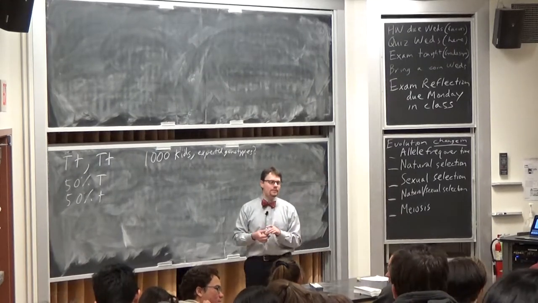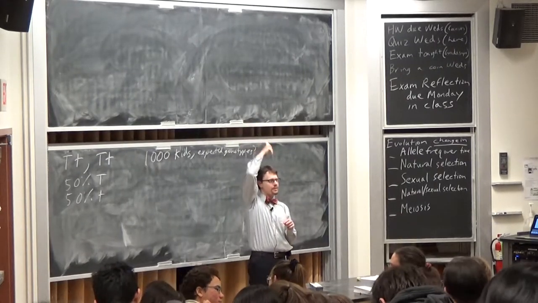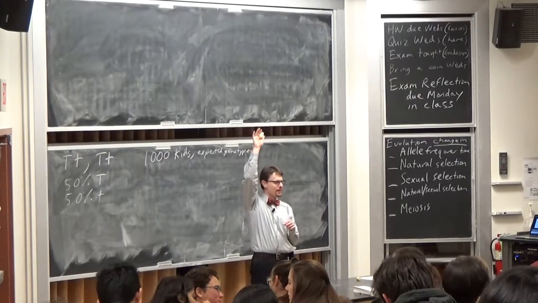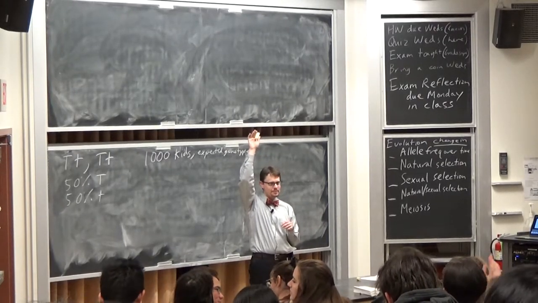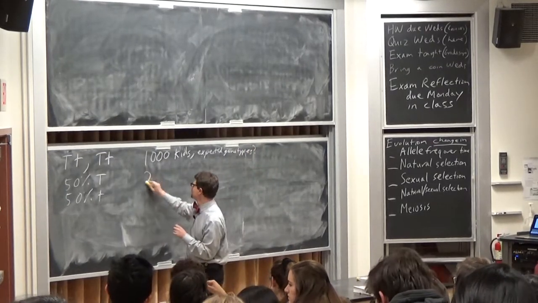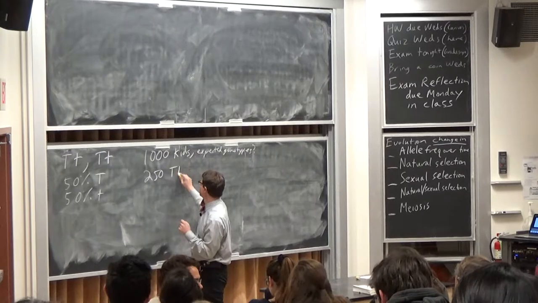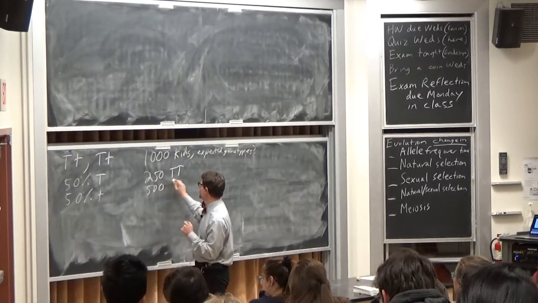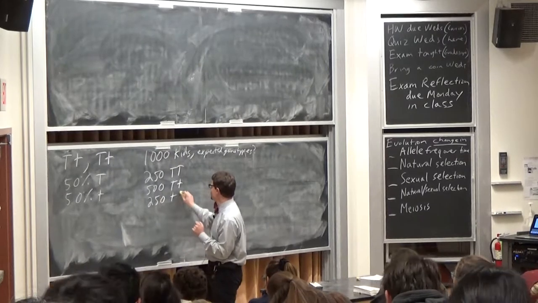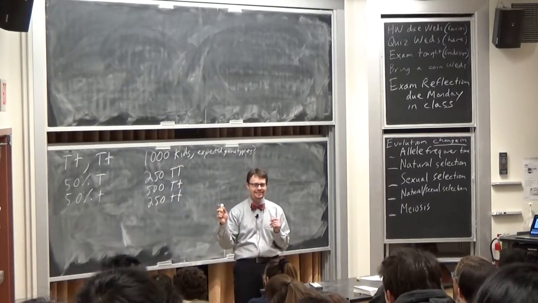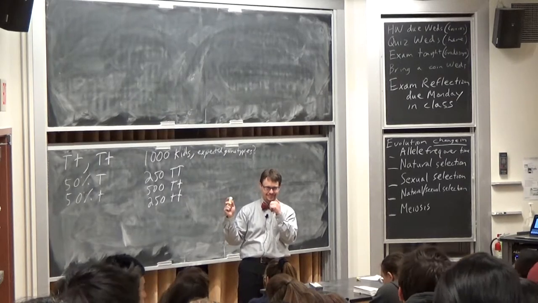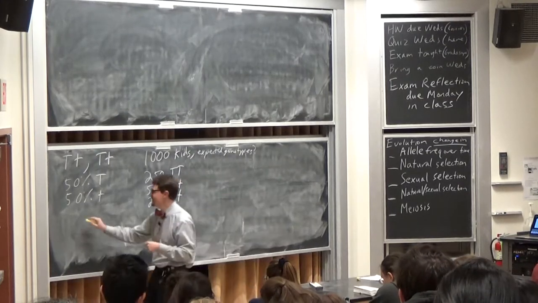Okay, so anyone want to share what they came up with for this? For what they expect the frequency of different genotypes is going to be? Sure, yeah. And so, how did you get that? The square, the kind of square, yeah.